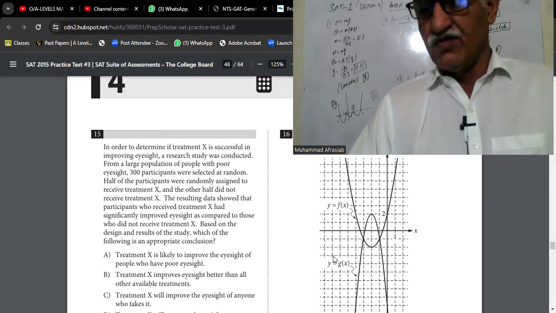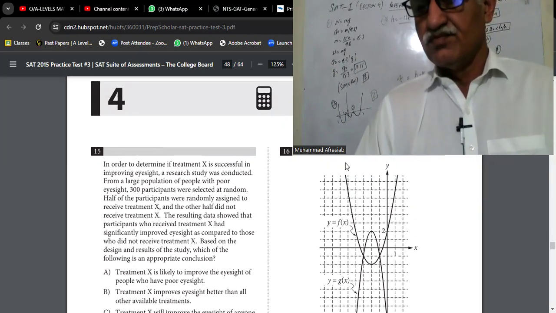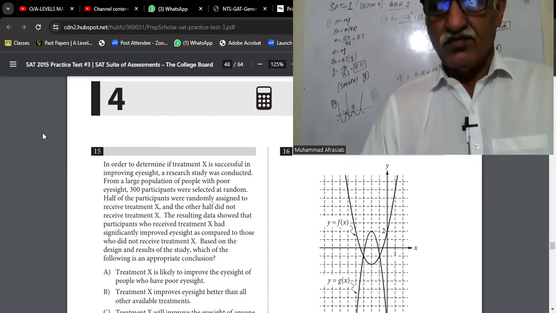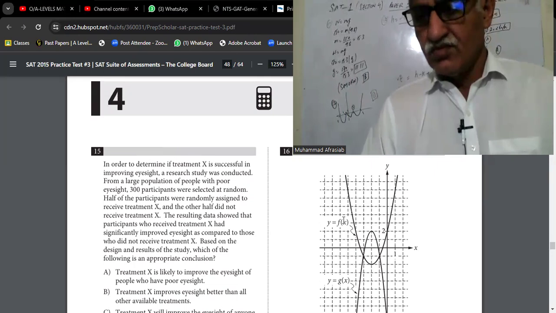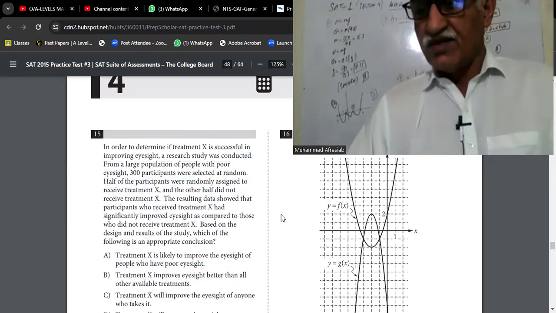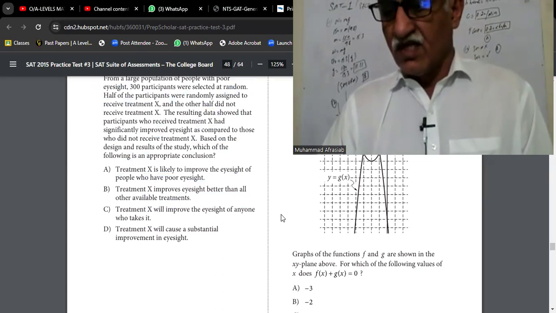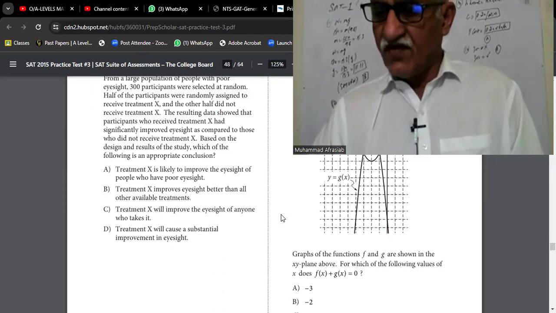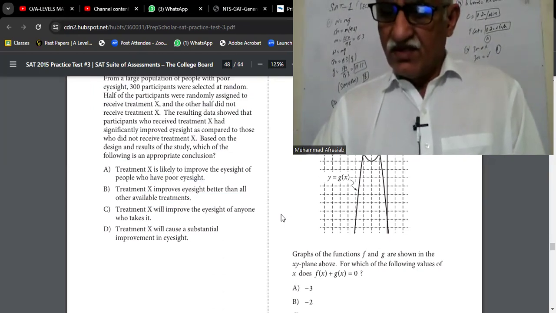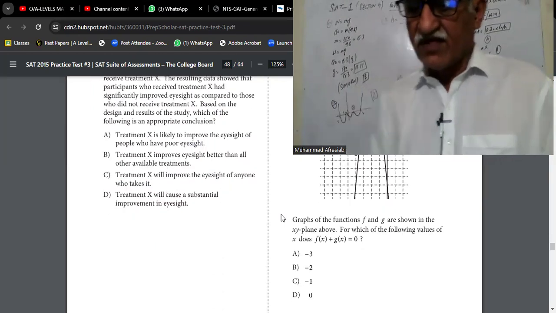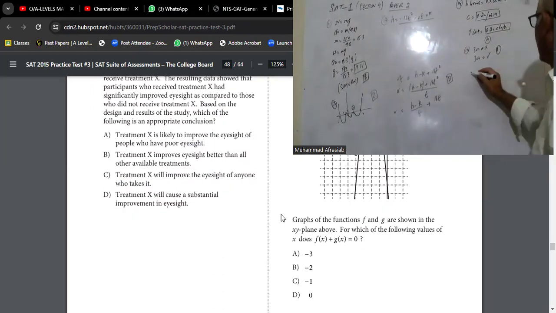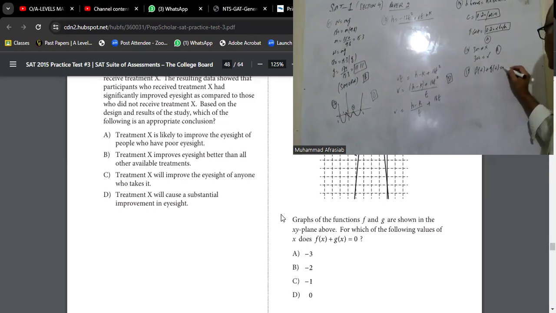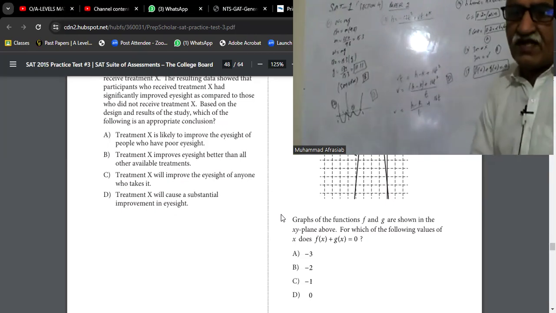Question number 16 now. These are the two graphs. The graphs of the functions f and g are shown in the xy plane above. For which of the following values of x does f of x plus g of x equal 0? So f of x plus g of x is equal to 0. We have to give the value of x there.